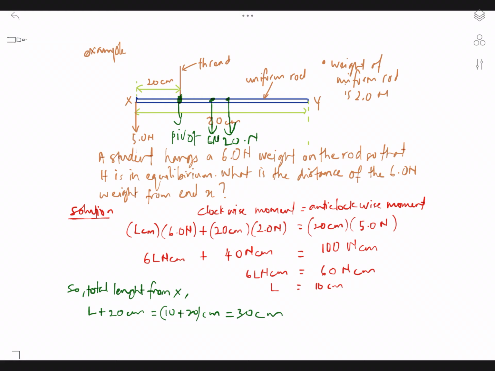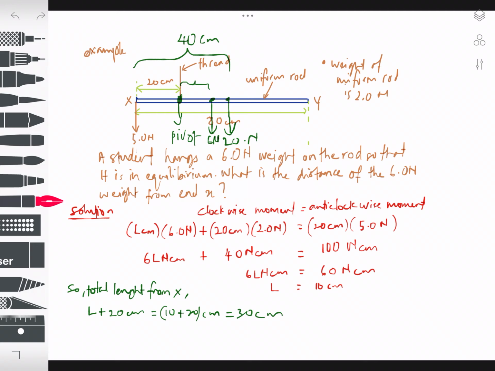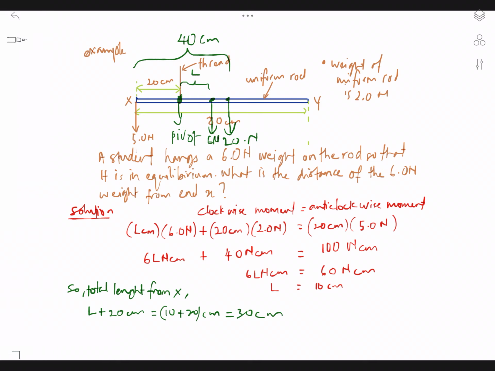and we don't know what the distance is here. The distance between X to the center of the rod is 40 centimeter, because the total length is 80 centimeter, so half of it should be 40 centimeter. Okay, let us try to find out the clockwise moments. Let's say the length here is L.